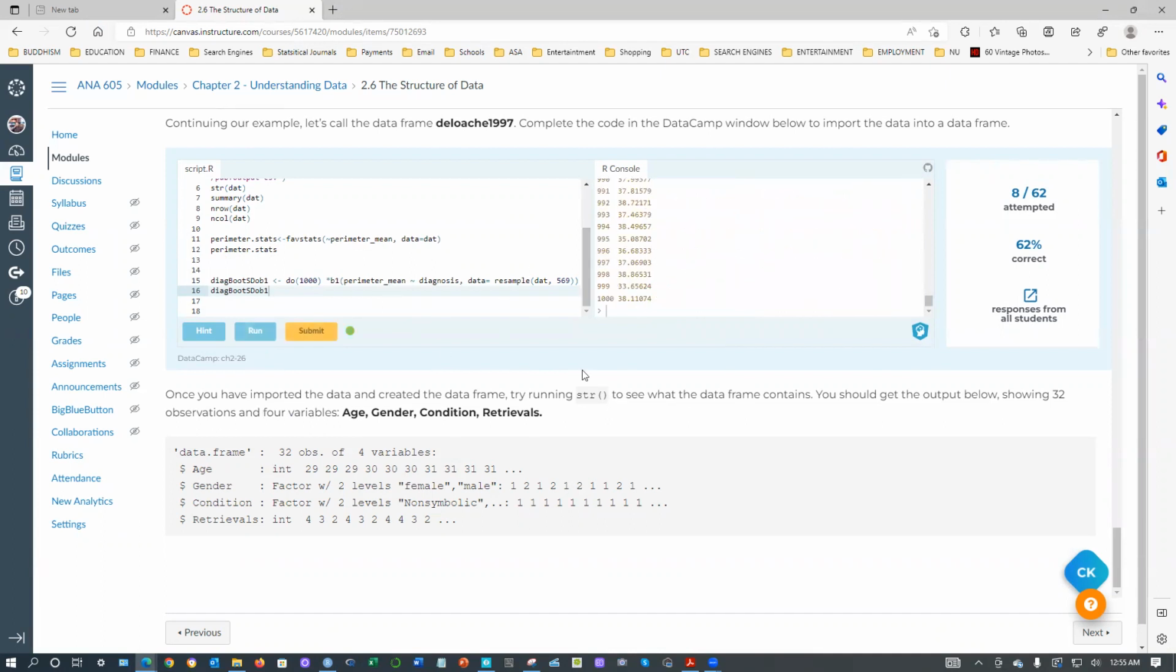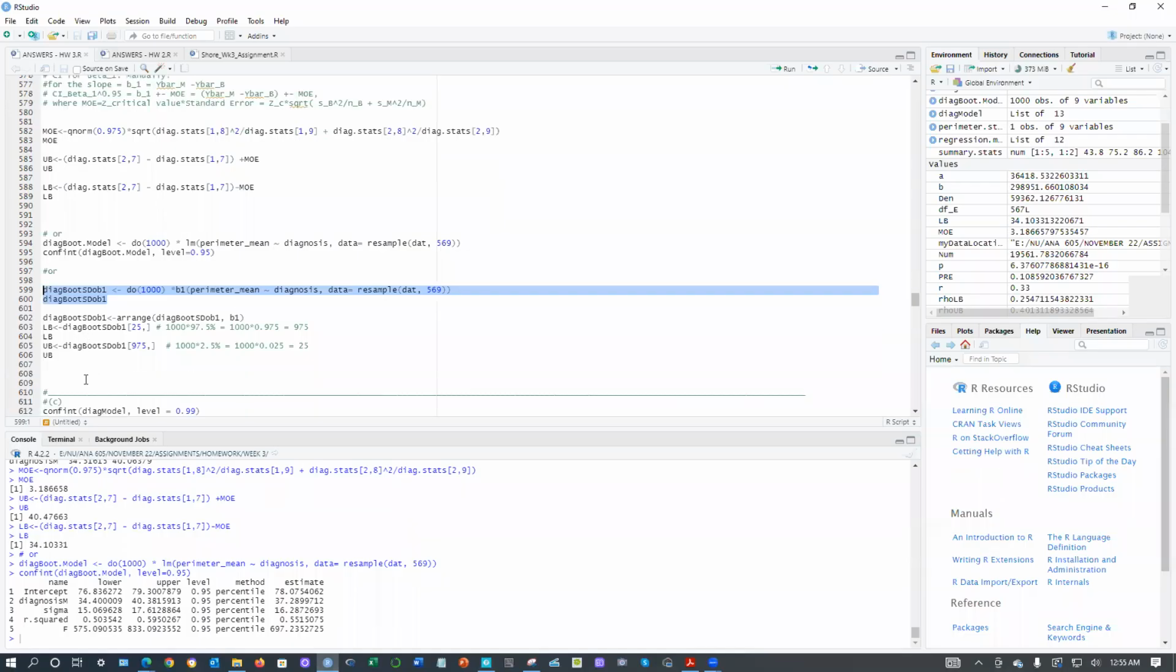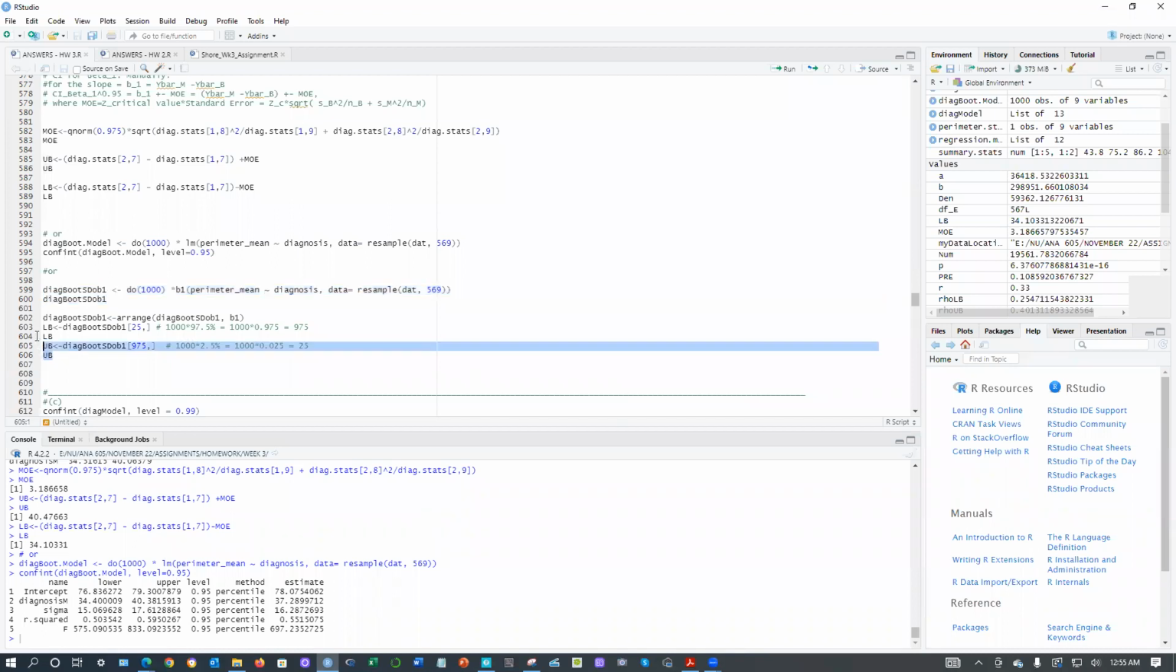See? It ran, okay. If you ran, then you go ahead and get what? Upper bound and lower bound. Can you remember we did this one? See? And you're gonna arrange and then get the upper and lower bound. Okay, B1s. The betas you can arrange that.